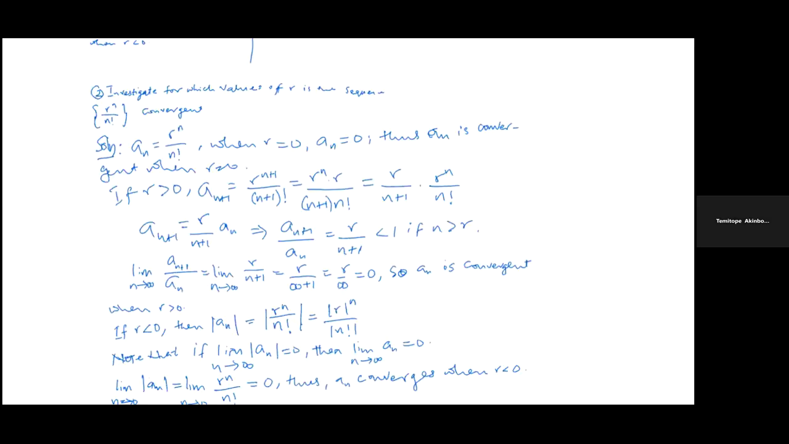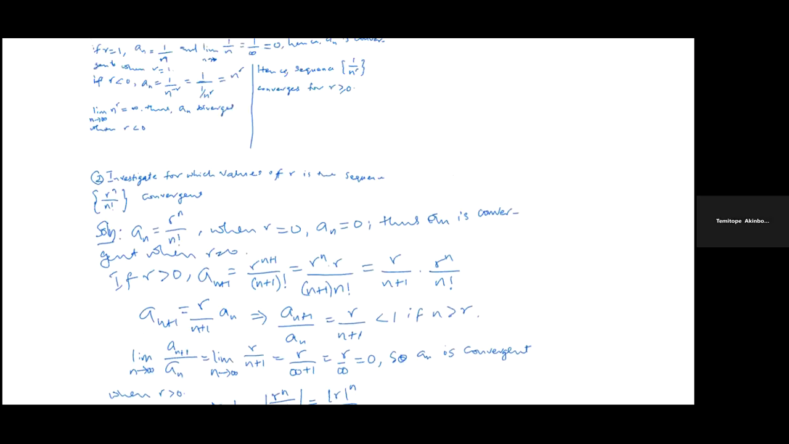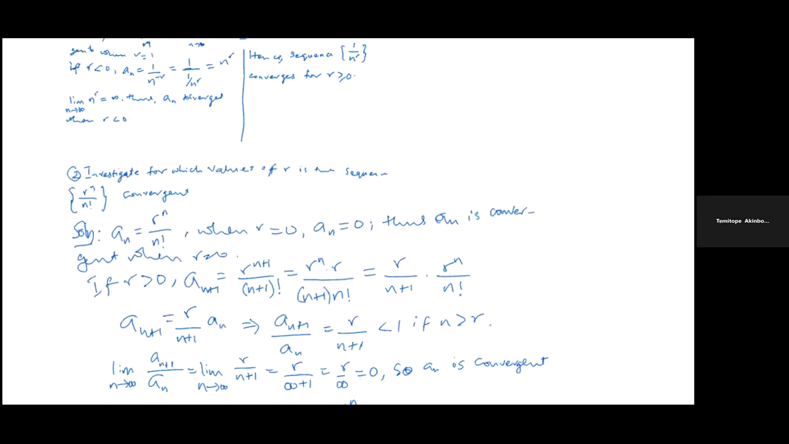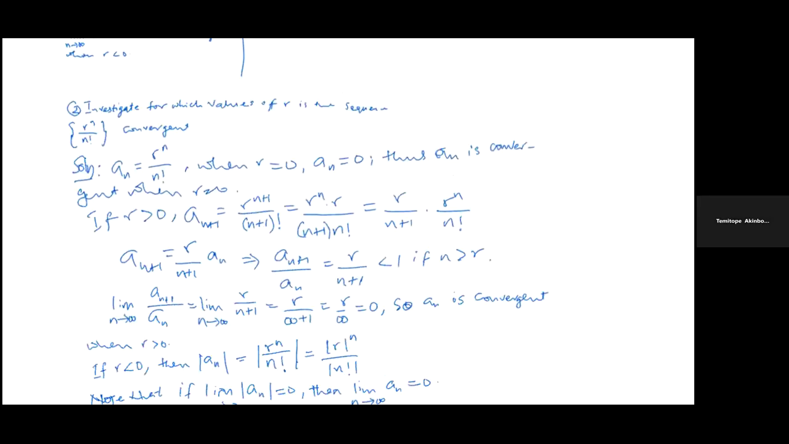So let's look at the question together. The question says we should investigate for which values of R the sequence R raised to power n over n factorial is convergent. So the solution: we let an equal R raised to power n over n factorial.